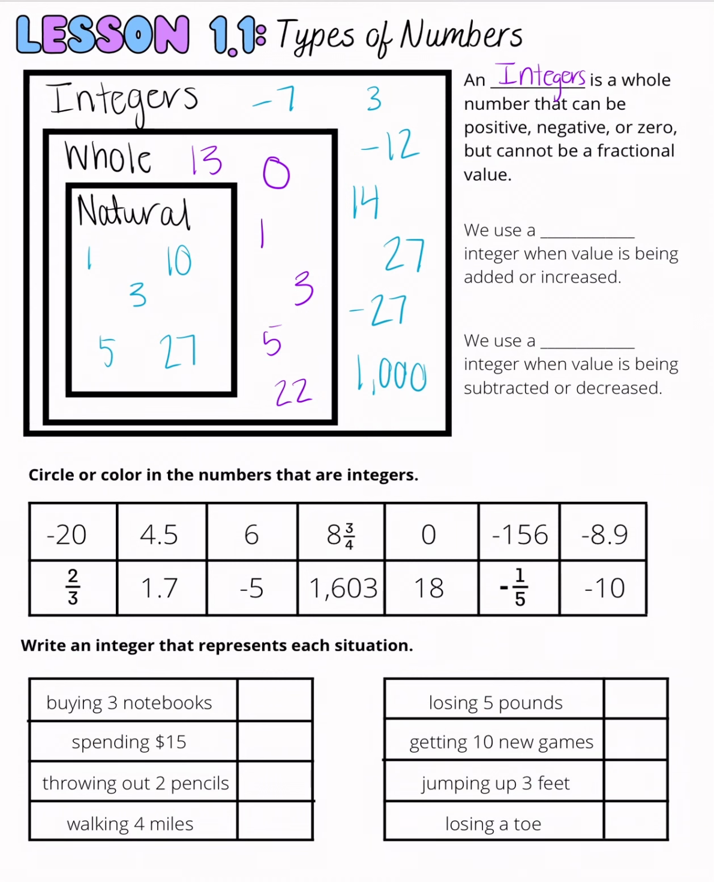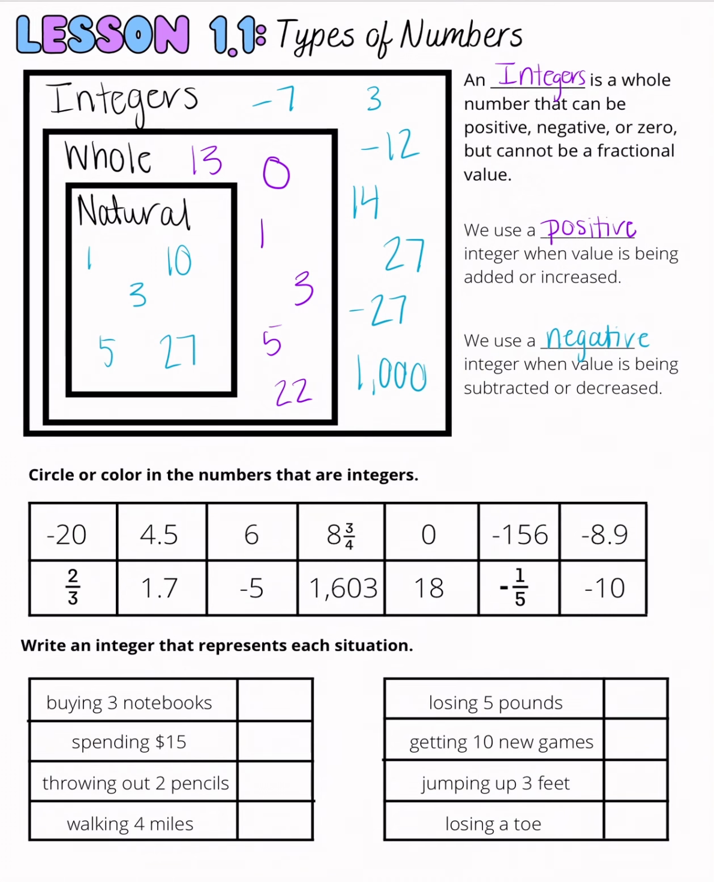Okay, so some things that we do with integers, we use them to represent situations, which you guys have done before. Like when you're a little bit older, maybe now, you're going to have a bank account and it'll say minus $5 from your account. Well, -$5 means $5 came out of your account, right? But if you added $5, it would be a positive $5, okay? So we use a positive integer when the value is being added or increased, and a negative integer when the value is being subtracted or decreased.